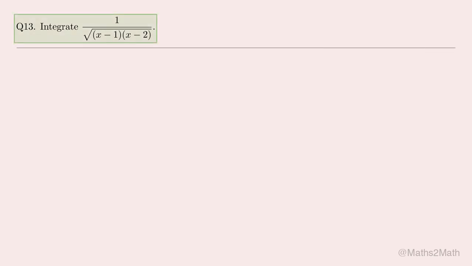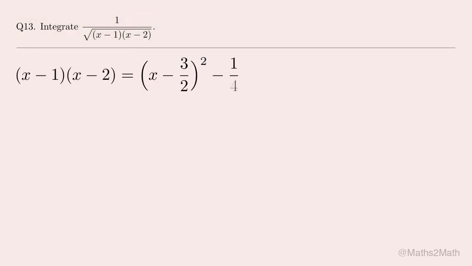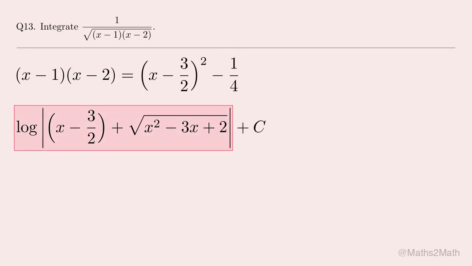Question 13. Expand and complete the square. A square minus a quarter. The product is x squared minus 3x plus 2, completing to x minus 3 halves squared minus a quarter. The log formula for u squared minus a squared.